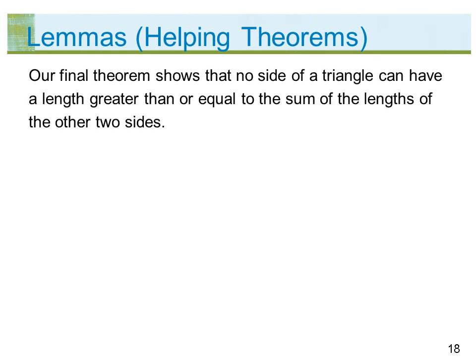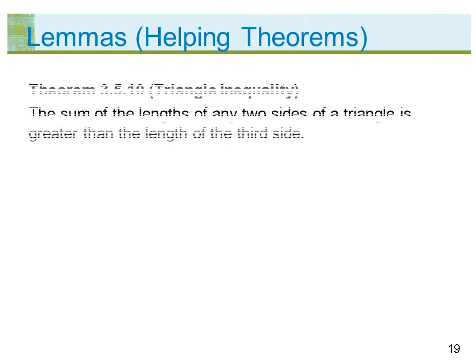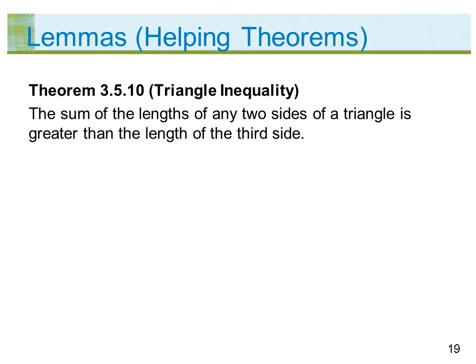Our final theorem shows that no side of a triangle can have a length greater than or equal to the sum of the lengths of the other two sides. Theorem 3.5.10 is often called the triangle inequality. See Figure 3.56. Theorem 3.5.10, Triangle Inequality: The sum of the lengths of any two sides of a triangle is greater than the length of the third side.